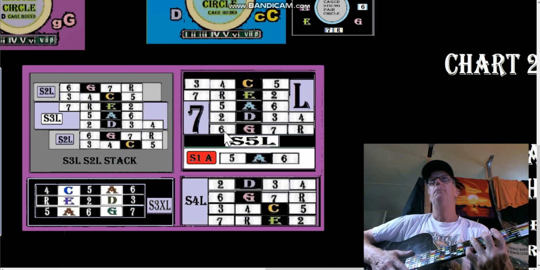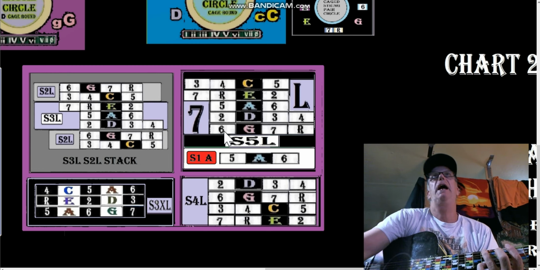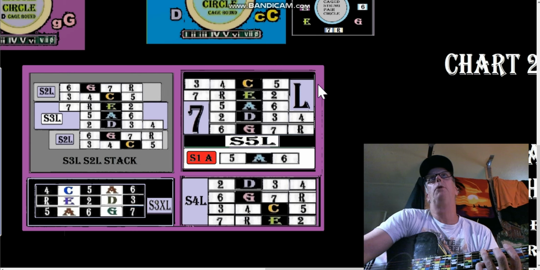But with this G pattern, you can just outline that G there. And what's going to happen is the 3, 4, 5 is going to warp over one fret, so it's going to do one of these.